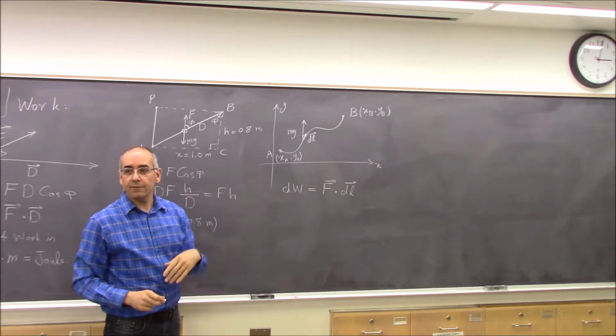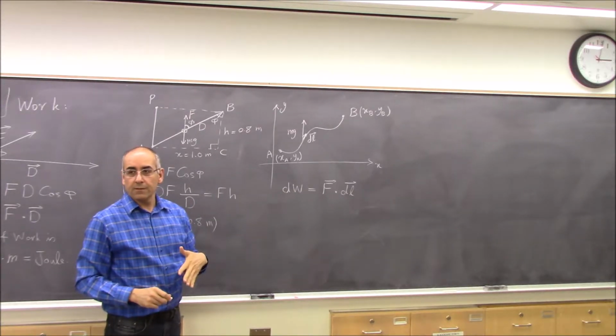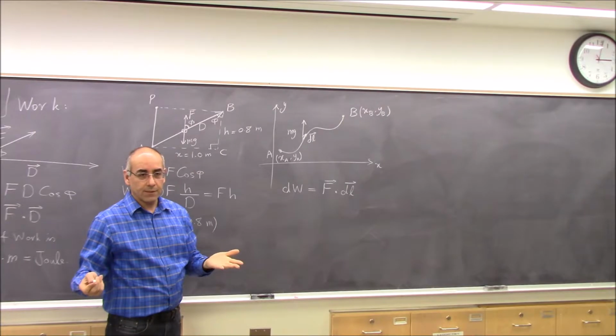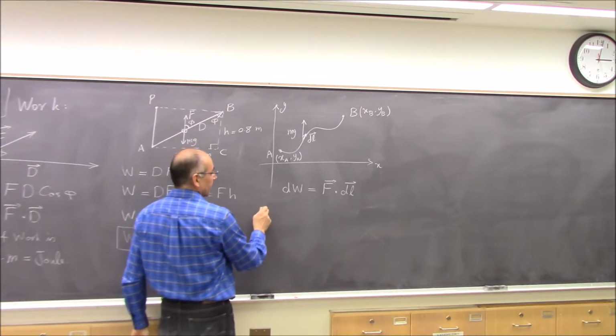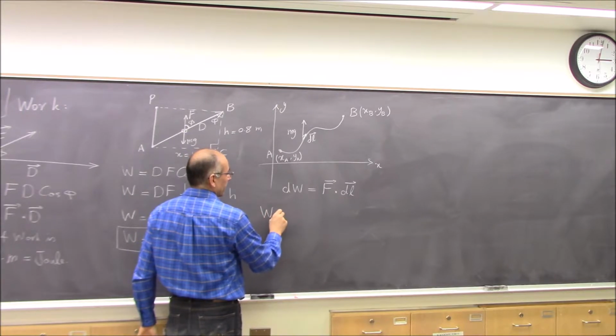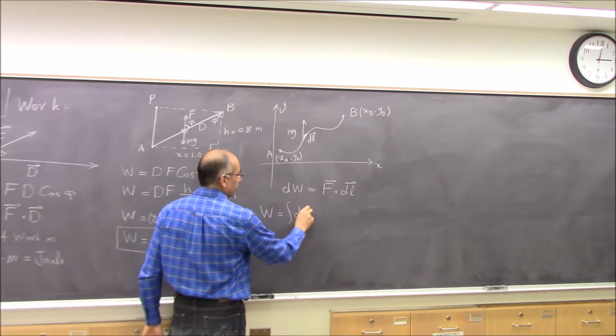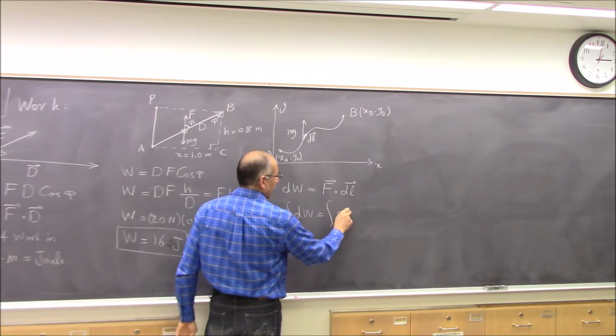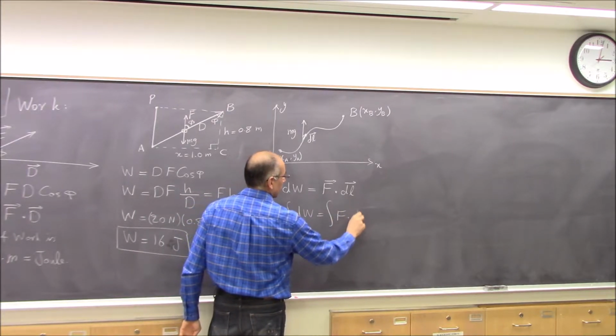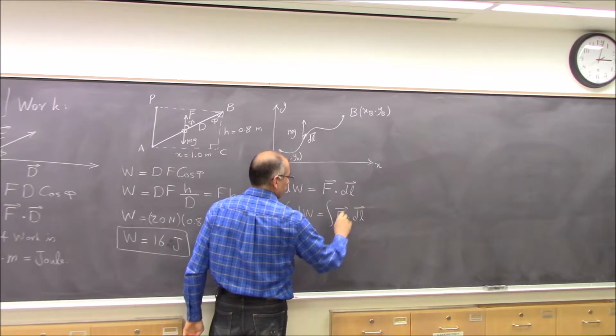But then you add all of the contributions. When we add, what do we call it in calculus? Add small pieces, we call integral. Then W becomes adding all dW's, and that's equal to adding all F dot dl's from A to B.